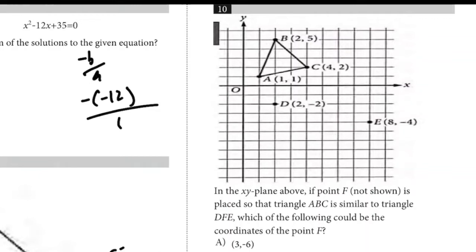Question 10. In the xy plane above, if point F, which is not shown, is placed so the triangle ABC is similar to triangle DFE, which of the following could be the coordinates of the point F? So we have DE, so that should be equal to AC, right? So right here should equal this line here. So we'll find the slope, or like the length of AC, which is 1 over 3, so rise over run, you go up 1 and you go to the right 3.